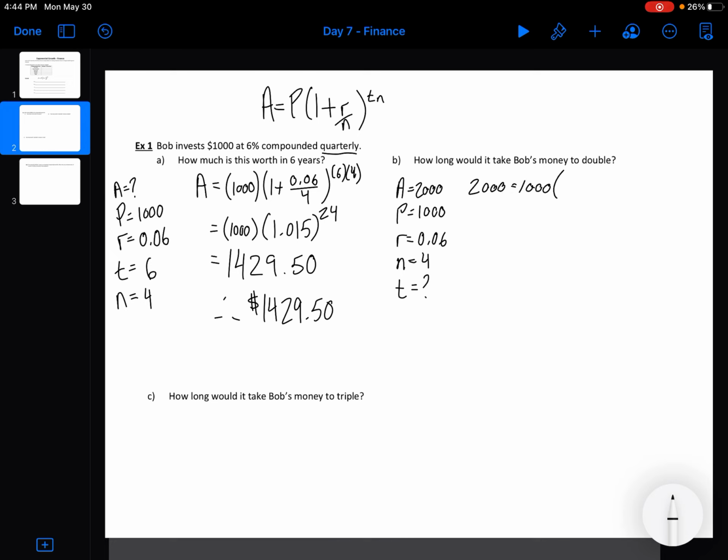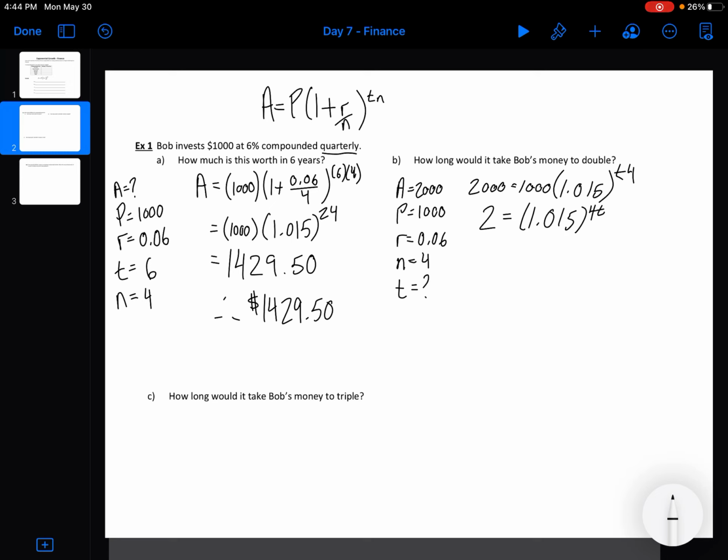So we're going to have 2,000 equals 1,000 times. Now inside the bracket, it's not going to change, so it's going to be 1.015. That's just me cheating a little bit because we've already done the 0.06 divided by 4. And then we get to the t times 4. So we're going to get 2 equals all of that, because we've divided the 1,000 over as the first step. I'm going to just write it as 4t now.